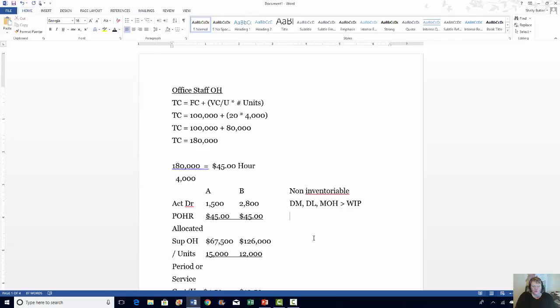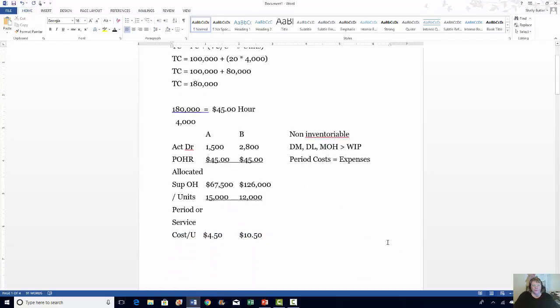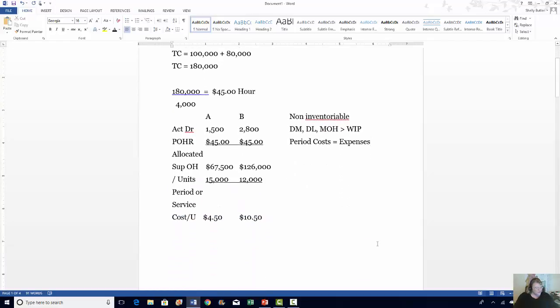Okay, so your period costs, which are what our service costs are, period costs are expenses. And those are expensed as they're incurred. So I just want to let you know and make sure that you know that. So we've got our cost per unit, and now we can continue on.